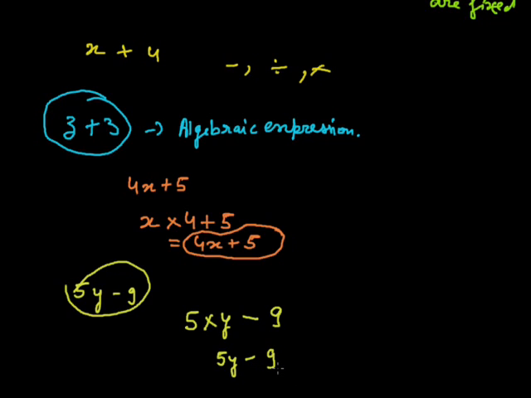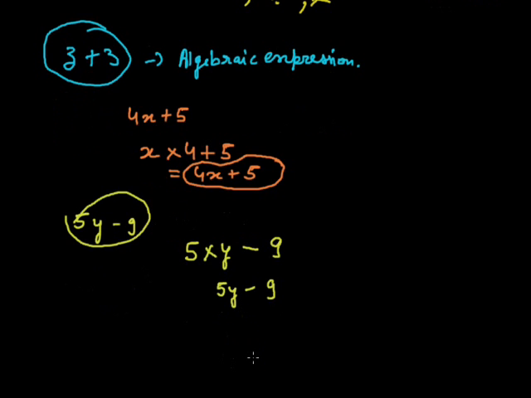Thus, an algebraic expression is a combination of variables or constants with the help of addition, subtraction, multiplication operations. So, we can also write 5y divided by 9. This is also an algebraic expression where we have first multiplied 5 with y and then divided it by 9. So, we obtain 5y divided by 9.